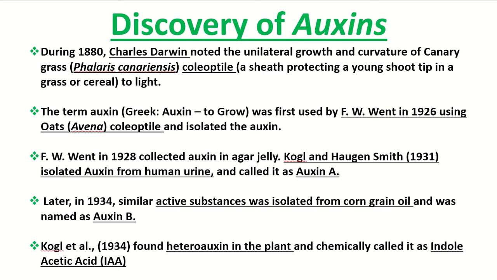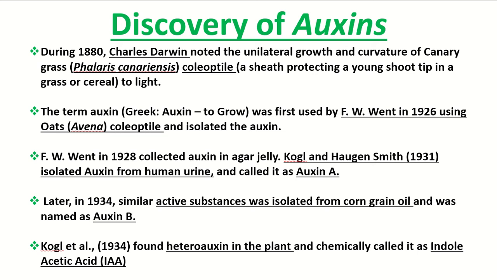The term auxin is derived from the Greek word auxein, which means to grow. This word was first used by F.W. Went in 1926. F.W. Went found the activity of auxin in oat coleoptile, and F.W. Went also isolated the auxin. Isolation means separation of auxin from a particular part.